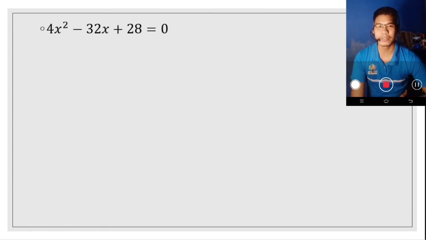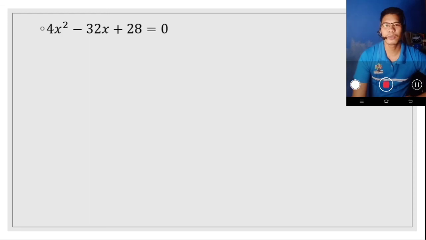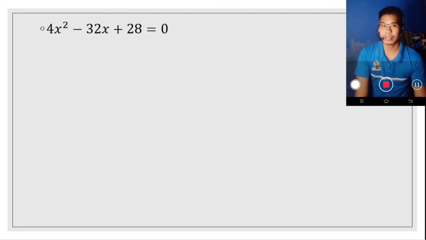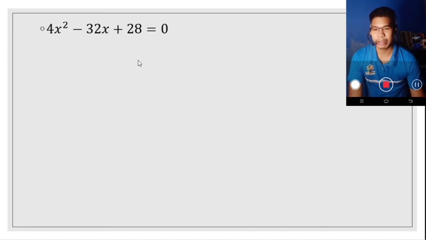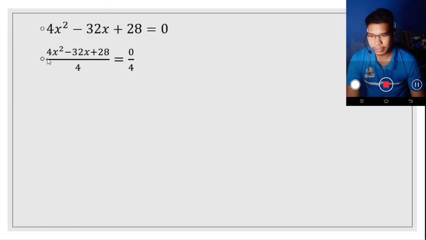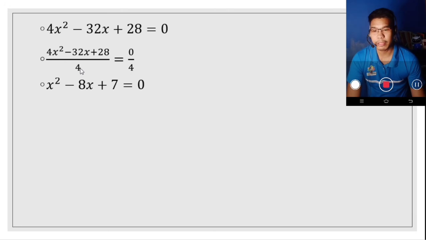Very good. So we're going to divide both sides of the equation by the numerical coefficient of the quadratic term. So in this case, the numerical coefficient is 4. So we divide both sides of the equation by 4. So what will happen? By dividing 4 divided by 4, we have now x squared, negative 32 divided by 4, that is negative 8x. You copy x, and then 28 divided by 4 is positive 7, equal to 0 divided by 4 is 0.